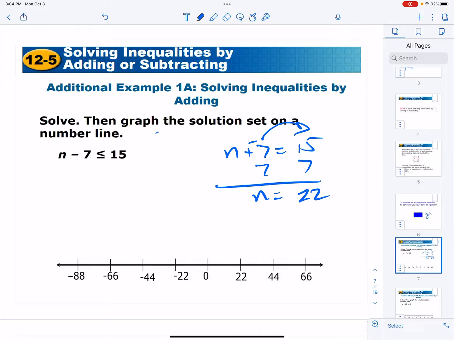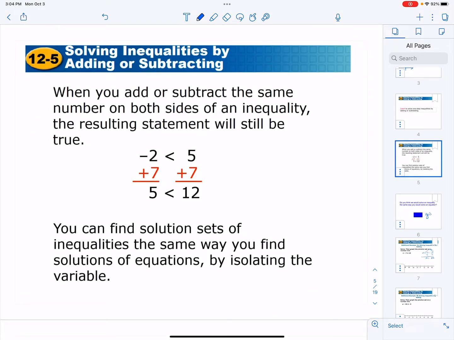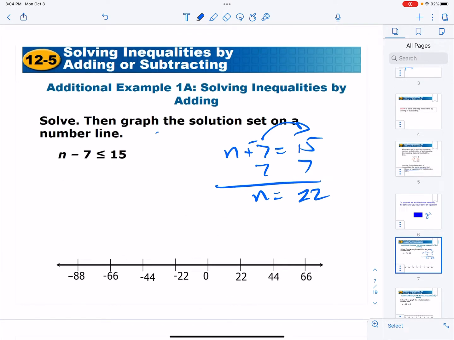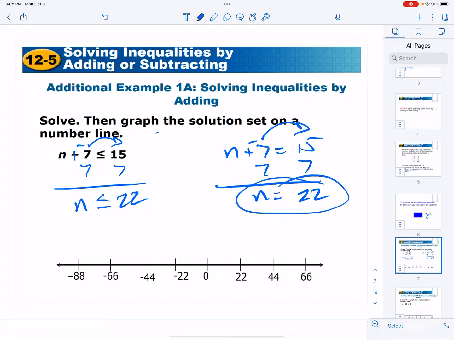Well, in this previous statement, it just said that you can find solution sets to inequalities the same way you find solutions to equations. So would I do the same thing? Yes. Okay, I still change my subtraction to addition next to its opposite. I still move this -7 to the other side. So first off, how do I get rid of that -7? I add a +7 and add a +7, and I end up with n is less than or equal to, and when I add those together, I end up with 22. So in an equation, this 22 is the only number that would make it true. But in an inequality, any number less than or equal to 22 would make it true.